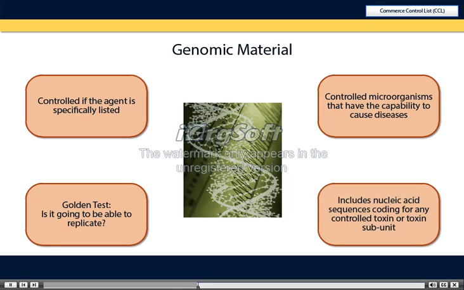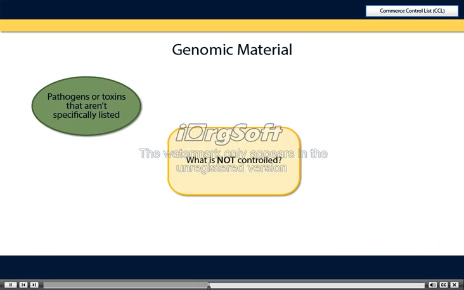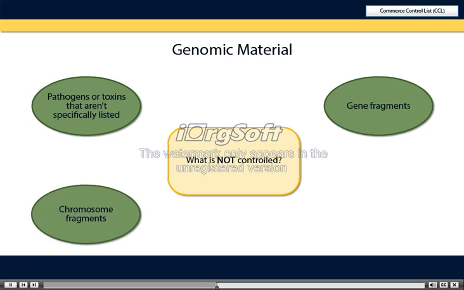Genomic material also includes nucleic acid sequences coding for any controlled toxin or toxin subunit. So what is not controlled? Pathogens or toxins not specifically listed. Gene fragments must be whole gene with ORF, chromosome fragments, or E. coli nucleic acid sequences, unless it includes the sequence code for verotoxin.